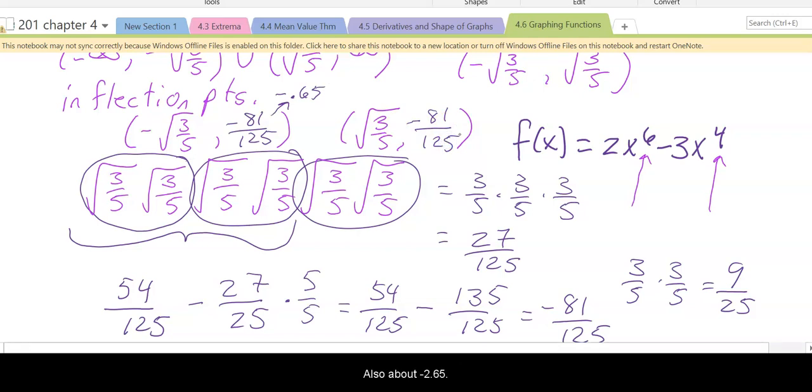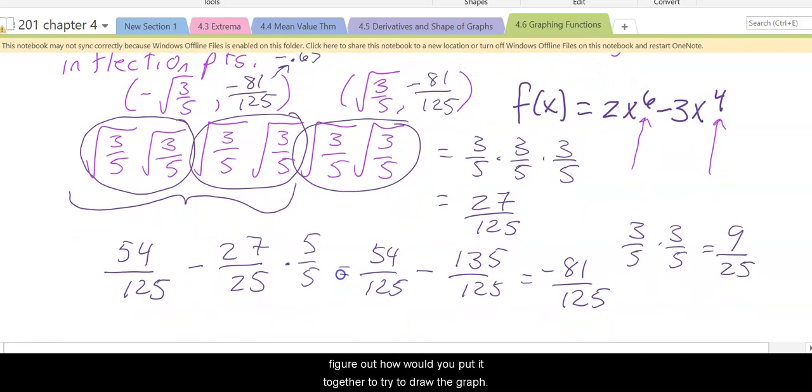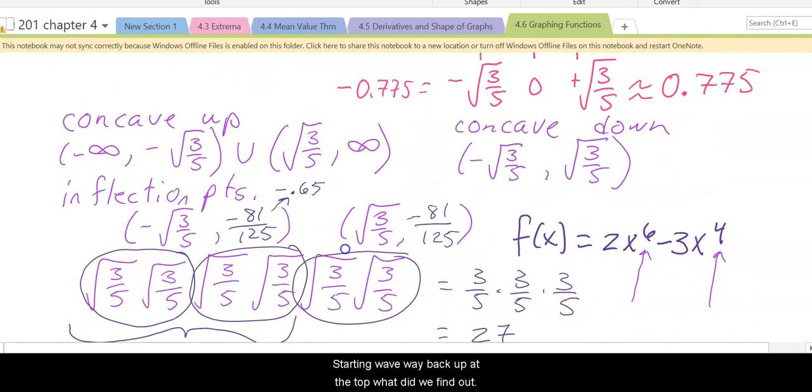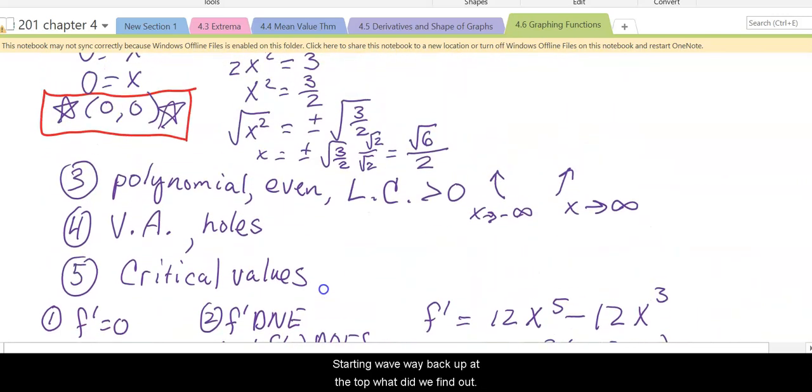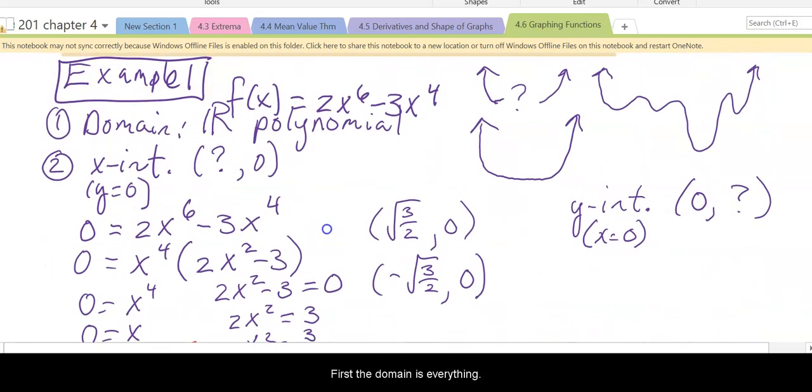Now that we've gathered all these many pieces of information, and it's about 45 minutes later, let's figure out how we can put it together to try to draw the graph. Starting way back up at the top, what did we find out? First, the domain is everything. That means there should be no holes and no vertical asymptotes in my graph.